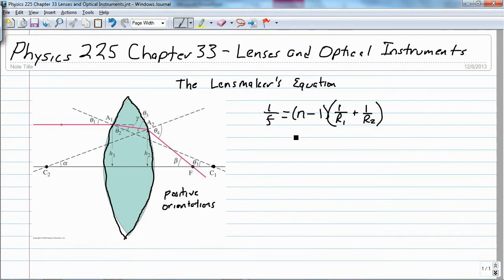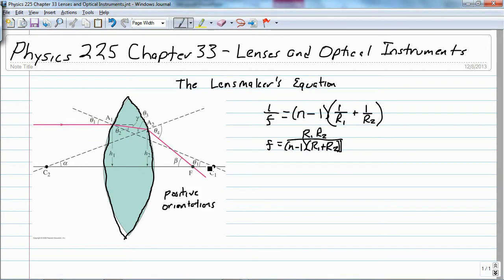Now, we can simplify this and make it an expression for the focus. We can combine these two reciprocal sums of the radius, and we can get that the focal length is equal to R1 times R2 divided by the quantity n minus 1 times the quantity R1 plus R2. And that will give us the focal length of our lens.